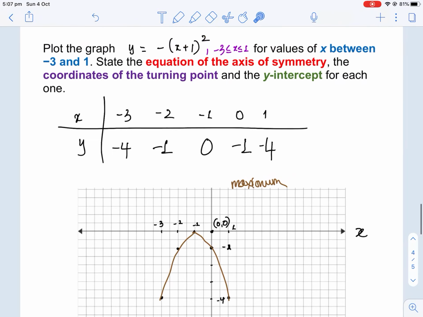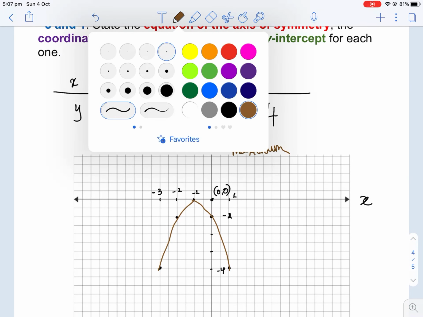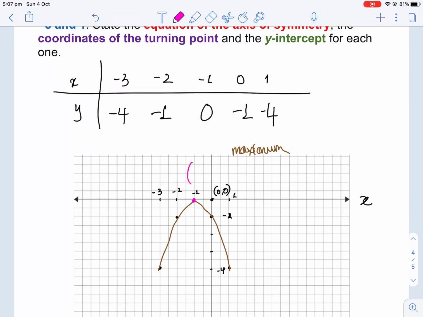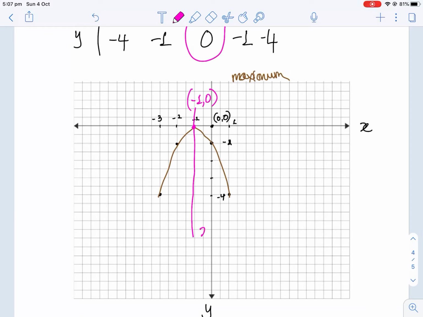Then we have to answer this question. The equation of the axis of symmetry. Look, the turning point is here, and the coordinate of the turning point is (-1, 0). This one is the turning point. And the line that goes through the turning point and separates the parabola into exactly two parts is this line. And what is the equation of this one? The equation of this one is x equals negative 1. All right, so this one is the equation of the axis of symmetry.